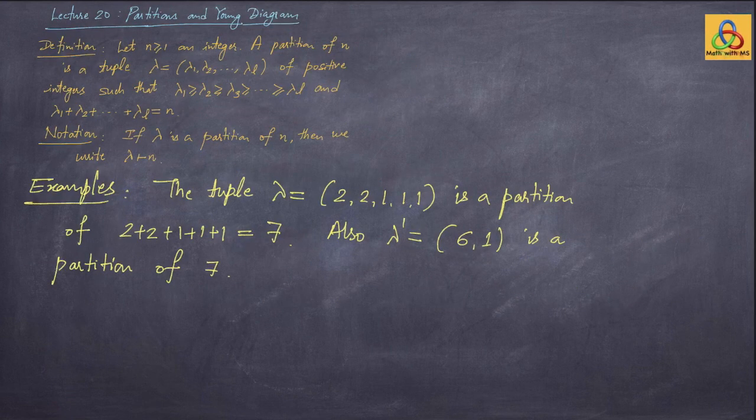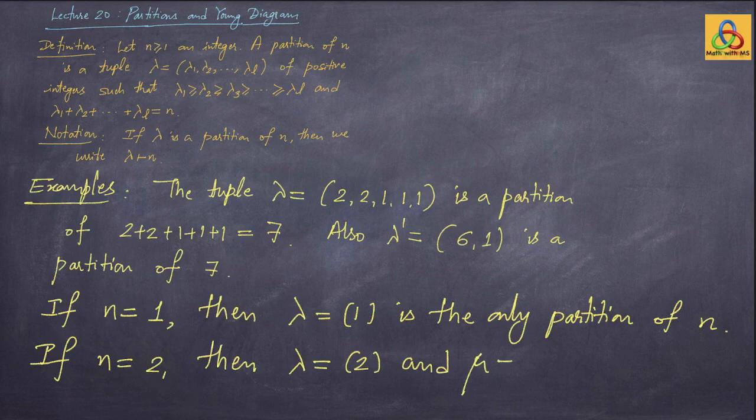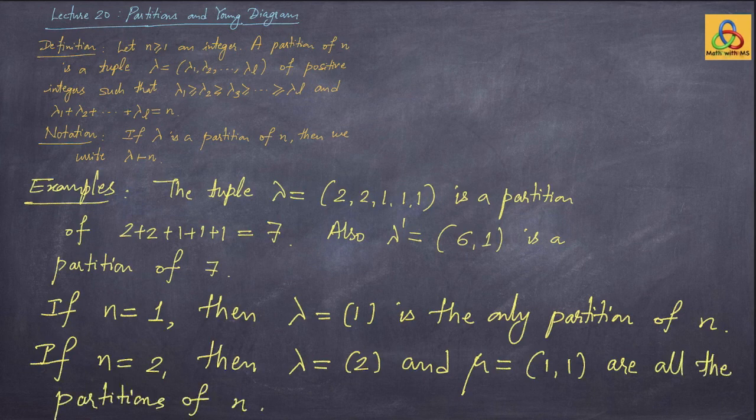Let us see for various values of n. If n is 1, then how many partitions can n have? It has to have only one partition. Then lambda equals 1 is the only partition of 1. Let us take n equal to 2. If n equals 2, then how many partitions can n have? Look at this: 2 and mu equals 1, 1 are all the partitions of 2. So n equal to 2 has 2 partitions.